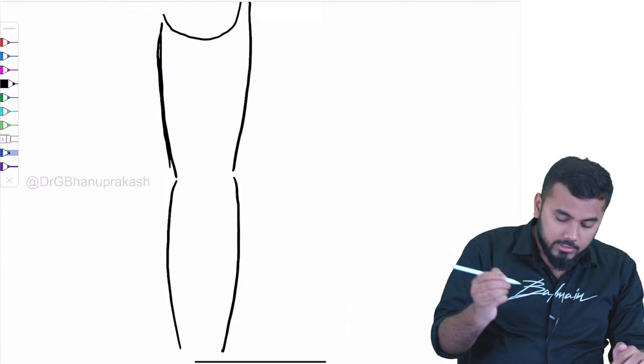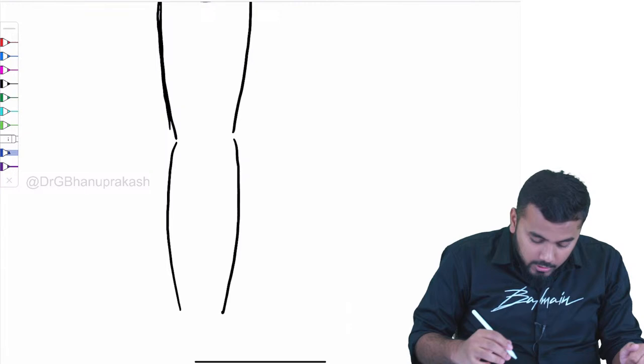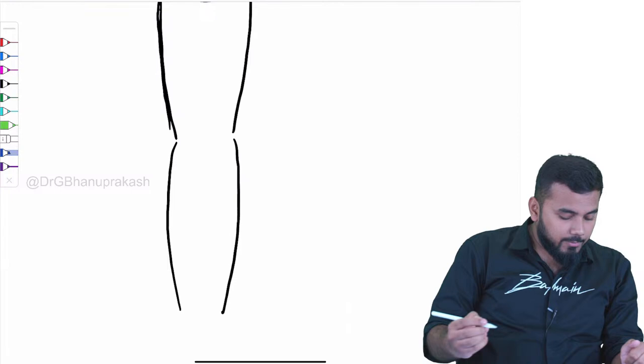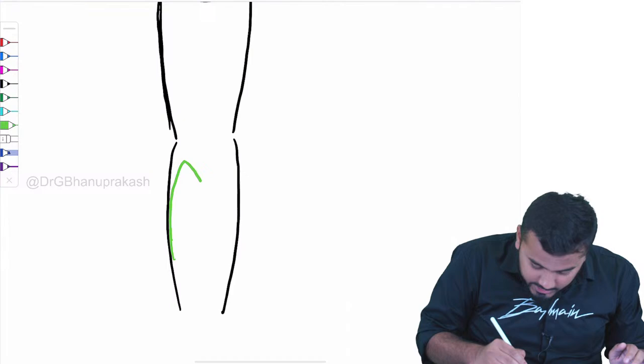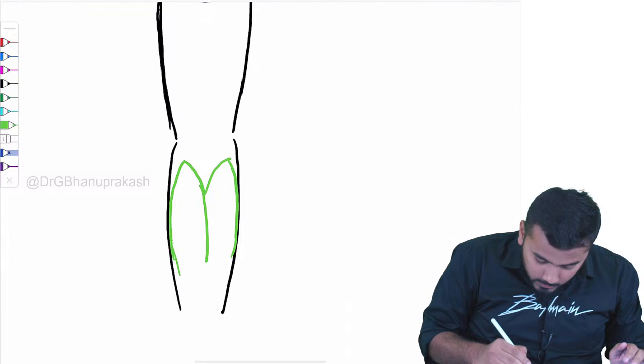But before that, look here. I already told you about the cruciate ligaments, and I'll tell you just after this. I already told you that there is a muscle which has got two heads. Can anyone tell me a muscle with two heads? What is this muscle which I'm drawing with two heads?